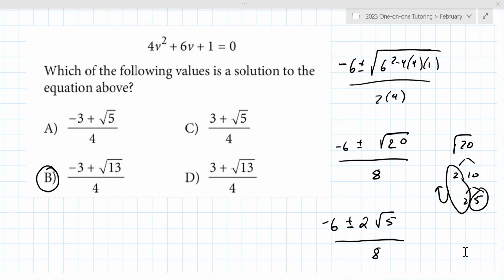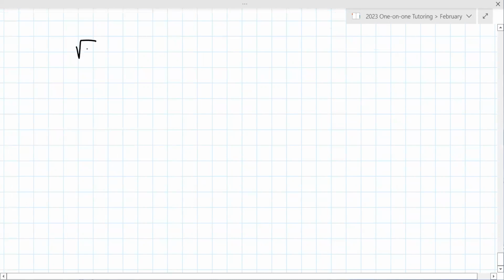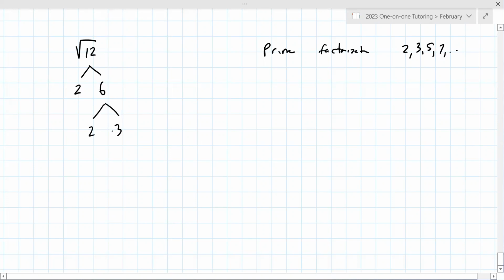Yes, please. Okay, let's do that real quick. So let's look at something much simpler like the square root of 12. So you start with prime numbers, prime factorization, factor ladder, and the prime numbers are 2, 3, 5, 7, and so on. Start with 2. Does 2 go into 12? Absolutely. It's 2 times 6. And then it's 2 times 3.